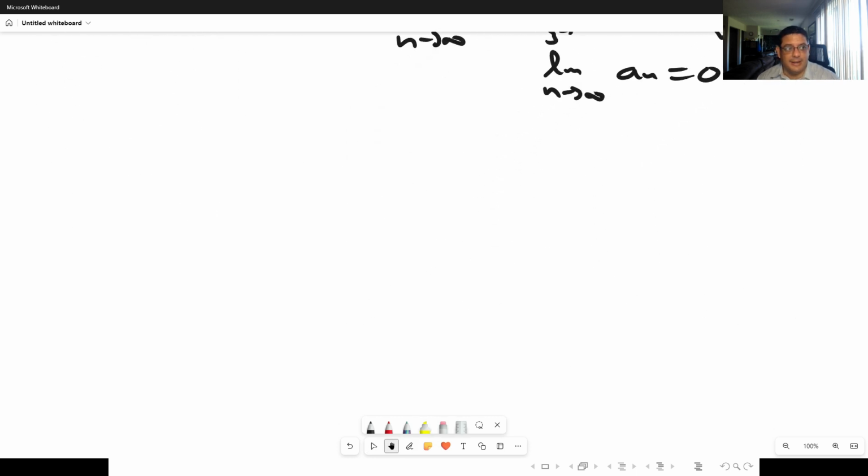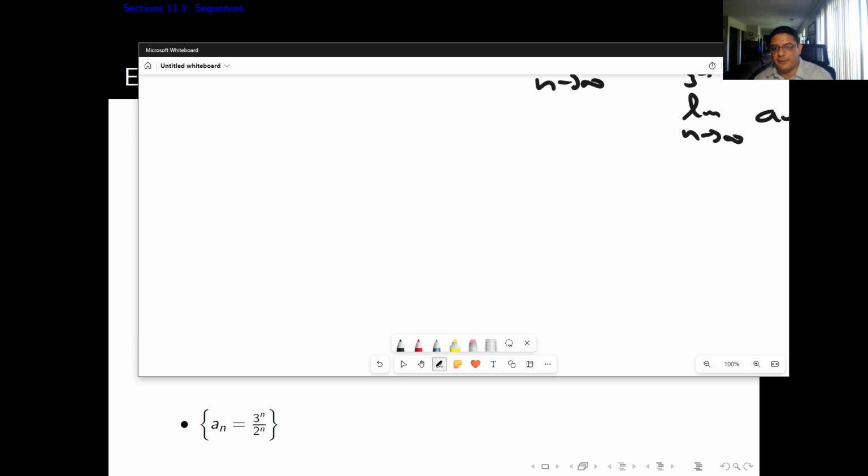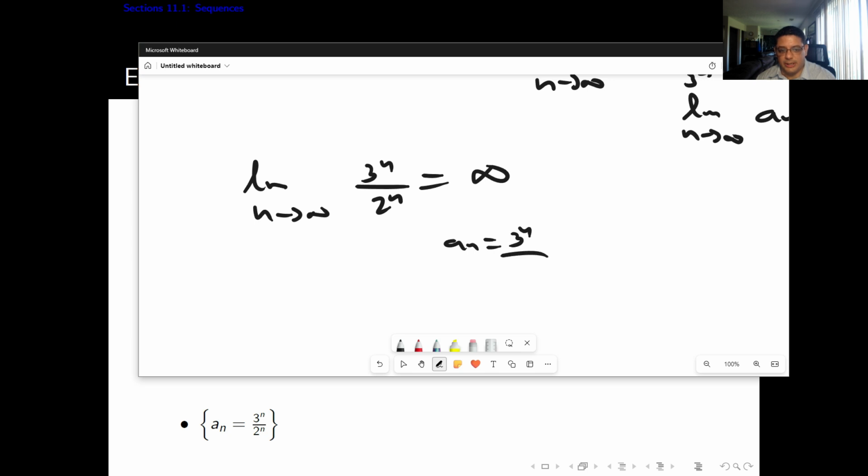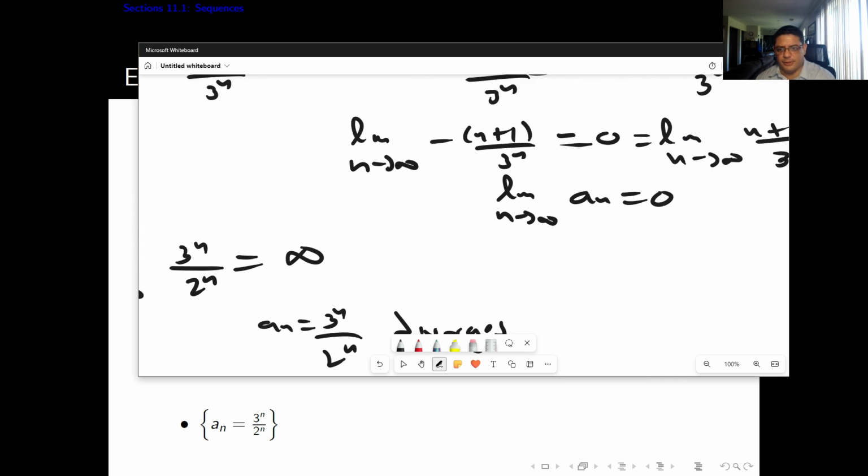All right, so last, we have this example where we have the limit when n goes to infinity of 3 to the n over 2 to the n. Here the opposite is happening. This is going to infinity because the top is larger than the bottom, and so it's growing much faster and it's going to go to infinity. So in this case, an equals 3 to the n over 2 to the n diverges. And the previous one was convergent, right? So hopefully that makes sense.